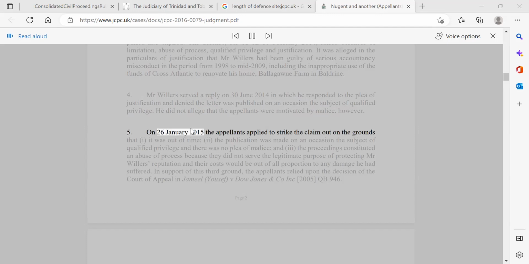5. On January 26, 2015 the appellants applied to strike the claim out on the grounds that: 1. it was out of time; 2. the publication was made on an occasion the subject of qualified privilege and there was no plea of malice; and 3. the proceedings constituted an abuse of process because they did not serve the legitimate purpose of protecting Mr. Willers' reputation and their costs would be out of all proportion to any damage he had suffered. In support of this third ground, the appellants relied upon the decision of the Court of Appeal in Jameel (Yousef) v. Dow Jones & Co. Inc., 2005, QB 946.